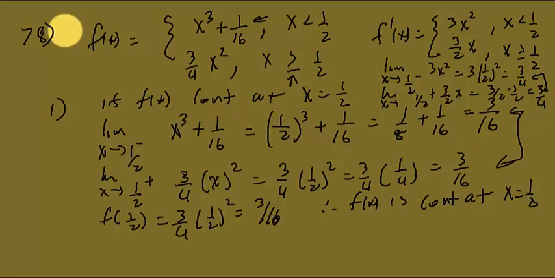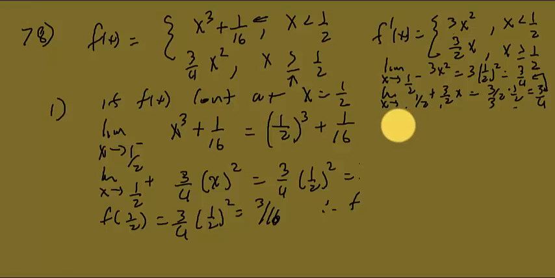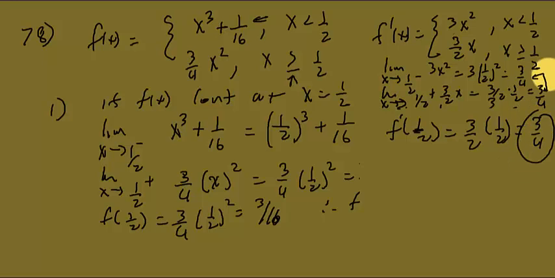And then I also have to find f prime of 1/2. So f prime of 1/2 is 3/2 times 1/2, and that means it's going to give me 3/4. So the limits are the same, and the value of the function is 3/4. This tells me it's continuous, and that means it's differentiable. So therefore, f prime of 1/2 is 3/4.